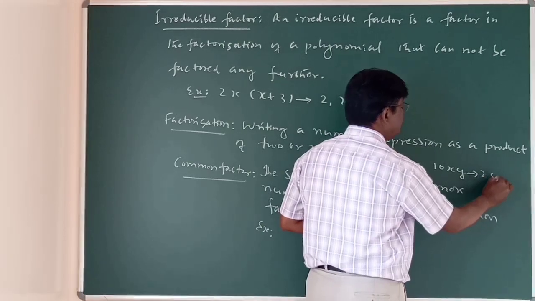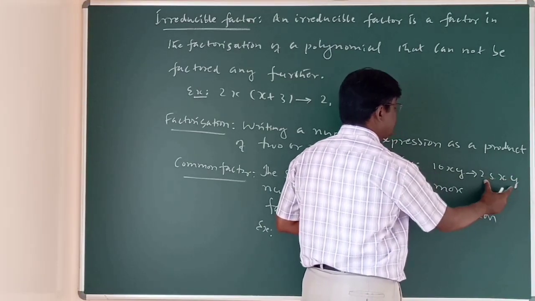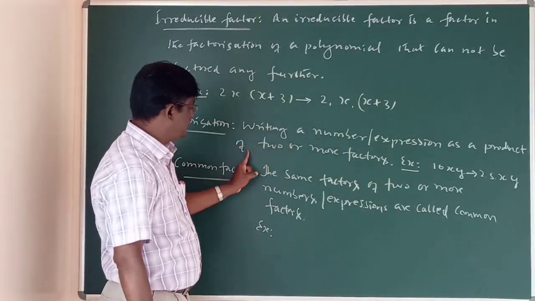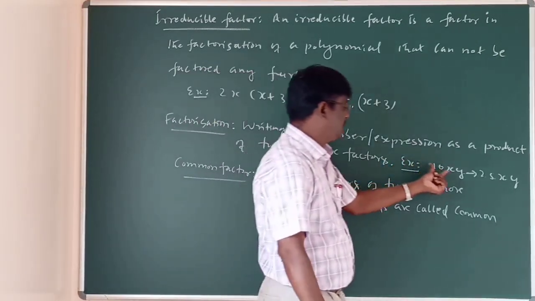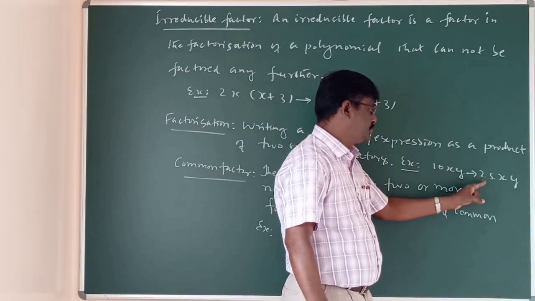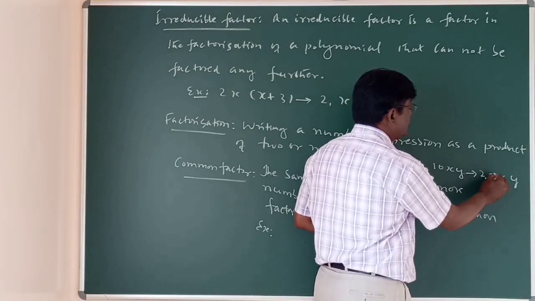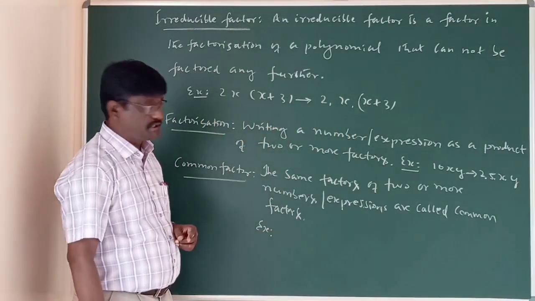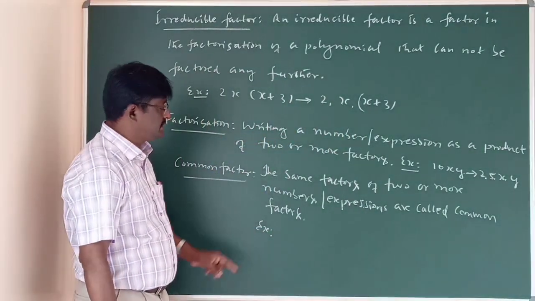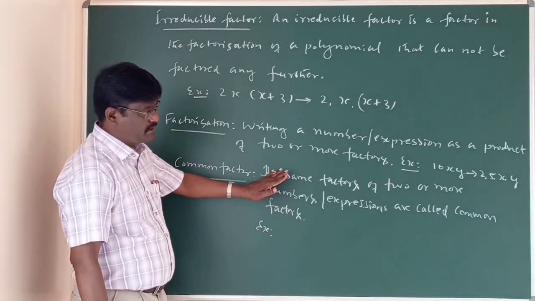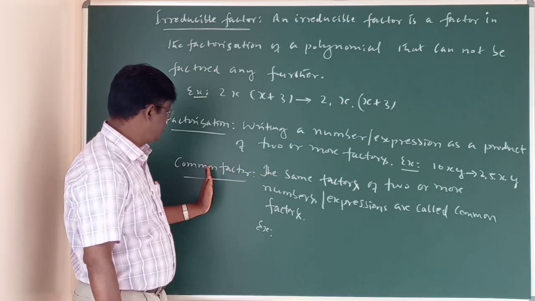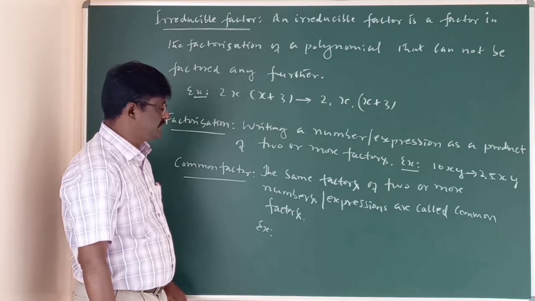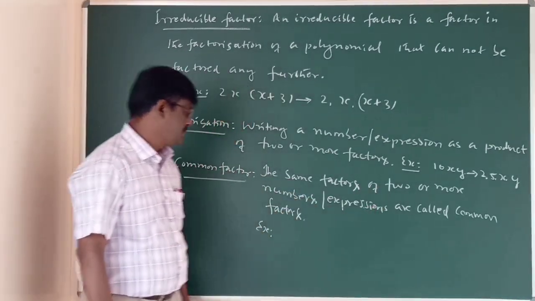2 into 5 into x into y. So this is writing a number or expression as a product of two or more factors. Here 10xy can be written as 2 into 5 into x into y. This, in a simple way, we say is factorization. Then common factor. That's very important, children. One more important basic concept is common factor.